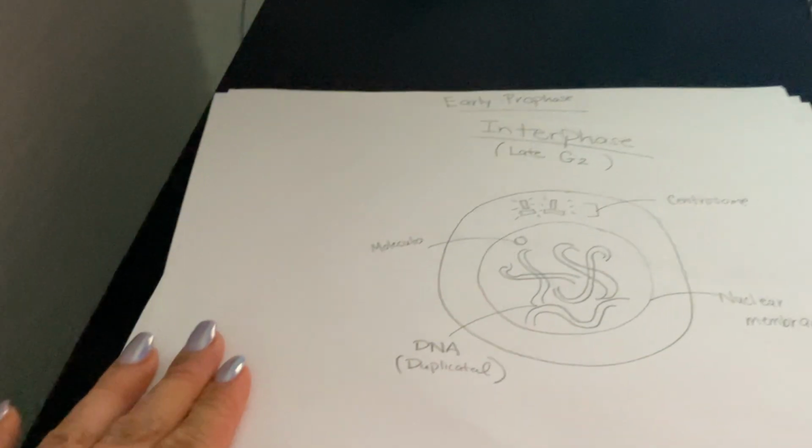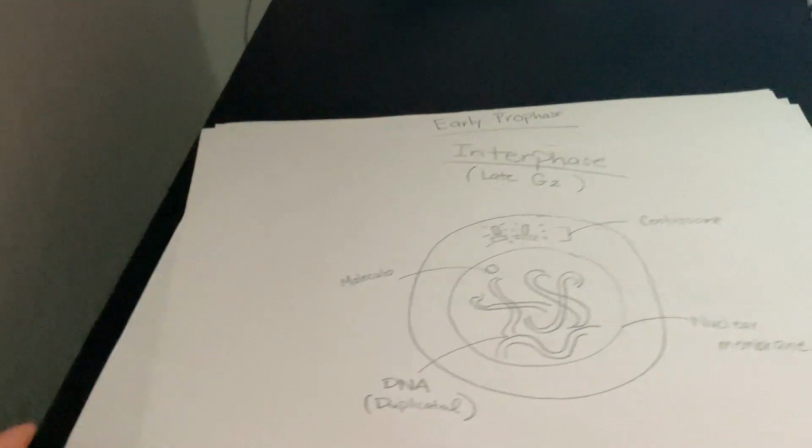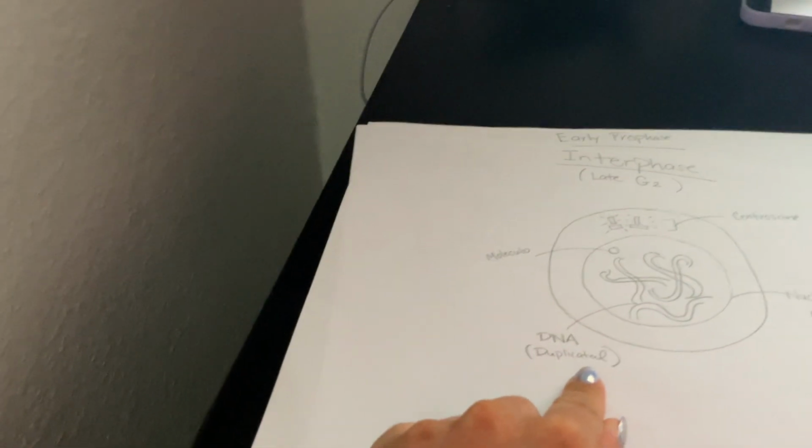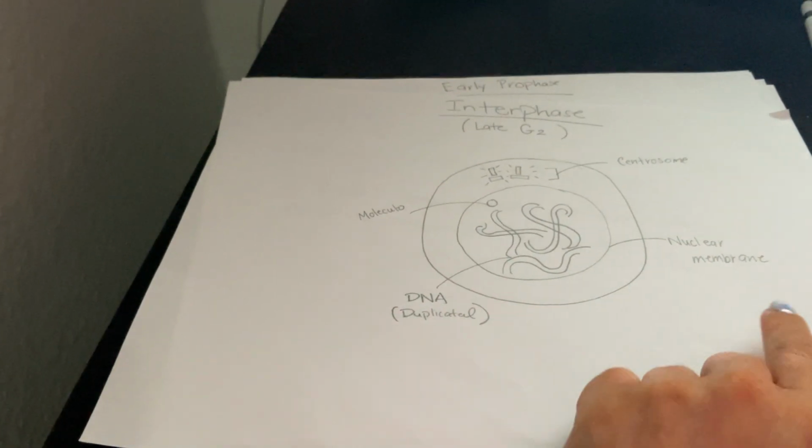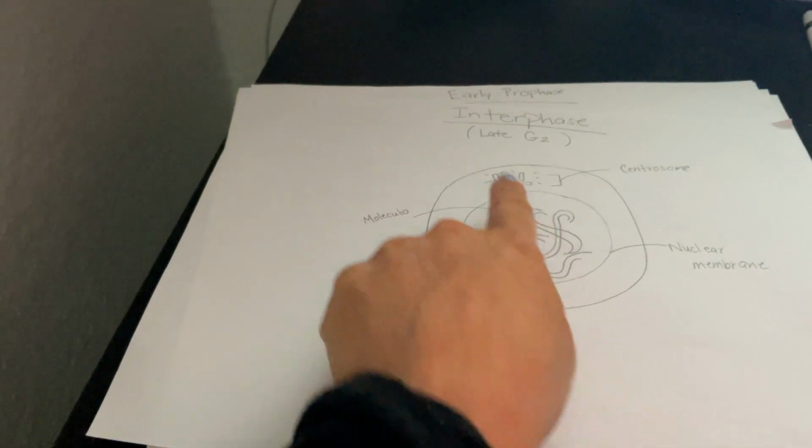This is interphase, or late G2. This is actually before the mitosis happened. You've got your molecules, you've got your DNA, which is already duplicated, getting ready to split. You have your nuclear membrane, and you got the centrosomes over here. The DNA has already been copied, so now that's why you see all the doubles, because it's already been duplicated.